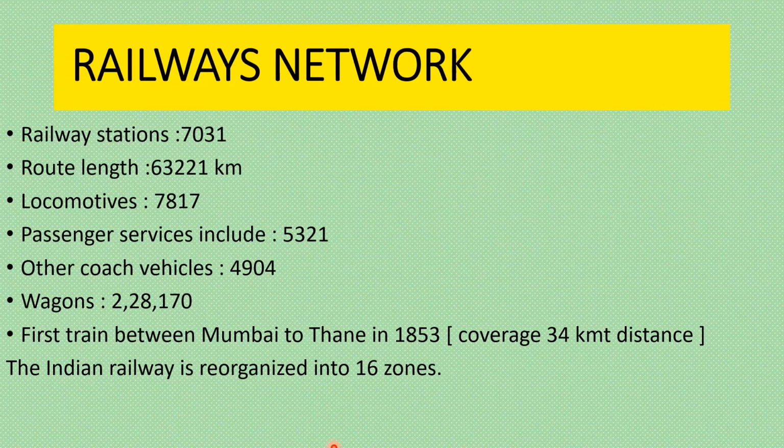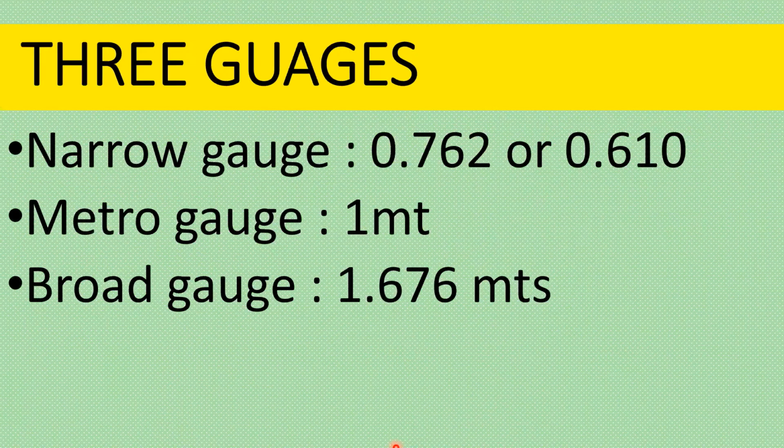The first train ran between Mumbai and Thane in 1853. It covered a 34-kilometer distance. The Indian Railways is reorganized into 16 zones. The three gauges are narrow gauge, meter gauge, and broad gauge. The narrow gauge is 0.762 or 0.610 meter, the meter gauge is 1 meter, and the broad gauge is 1.67 meter.